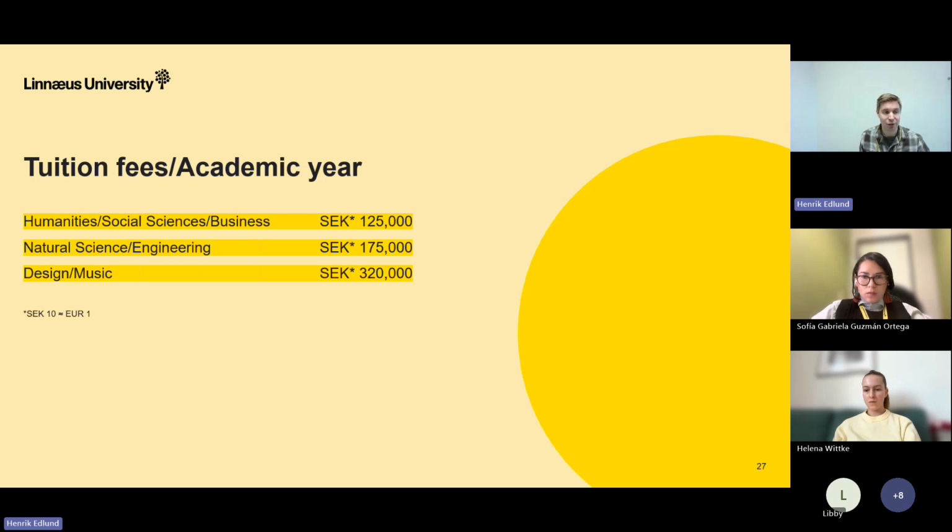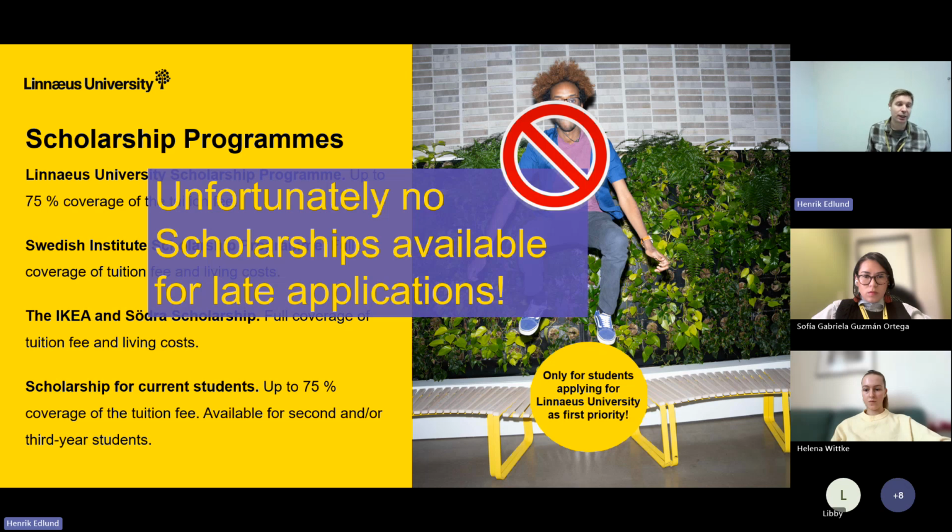So just good to know for the students that need to pay tuition fees, and that is students from outside of the European Union. And unfortunately, there are no scholarships available for late applications. We have a lot of scholarships available, but it's only for students that make an application on time. So if you want to get a scholarship, then you have to wait until next year and do the application before January 15th next year, because our scholarship application is already closed for this year, and late applications do not have a chance to get the scholarship.